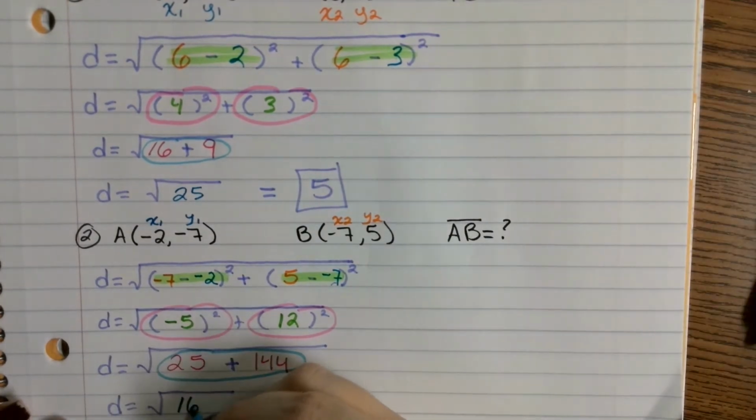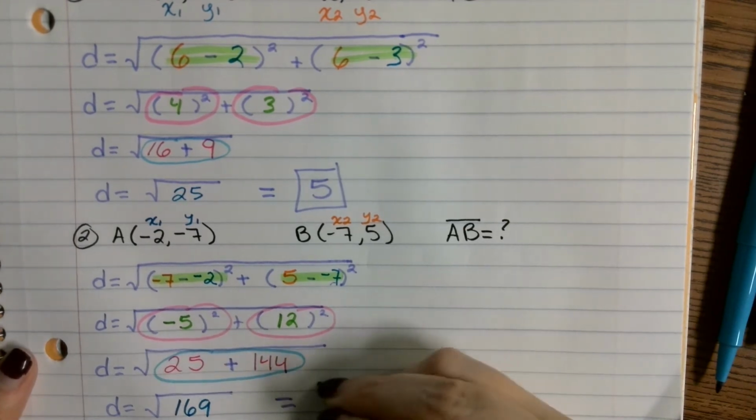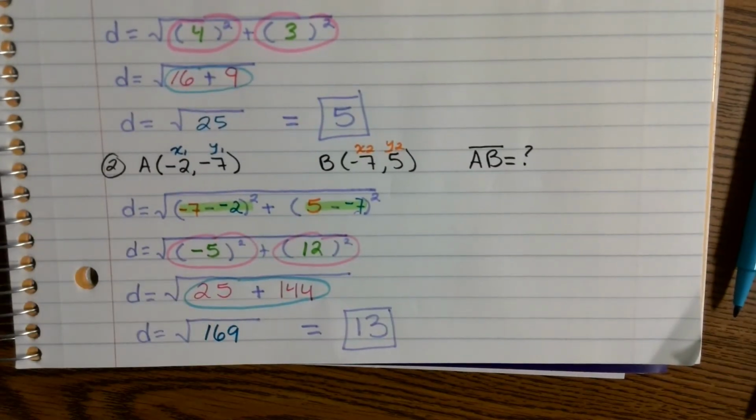169. Okay, and then what is the square root of 169? 13. So the distance between the point A and point B is 13 units.